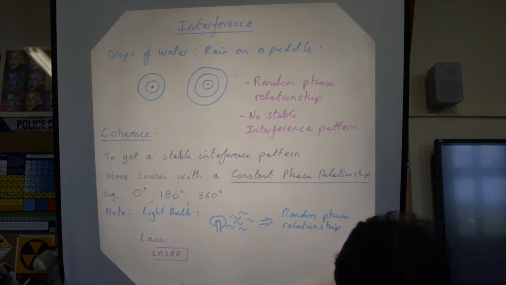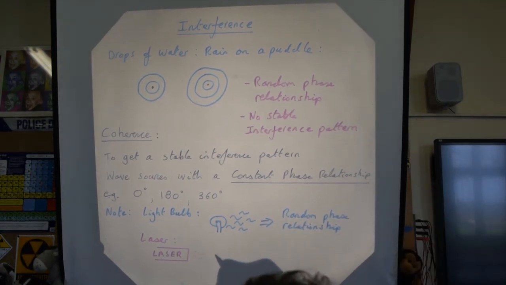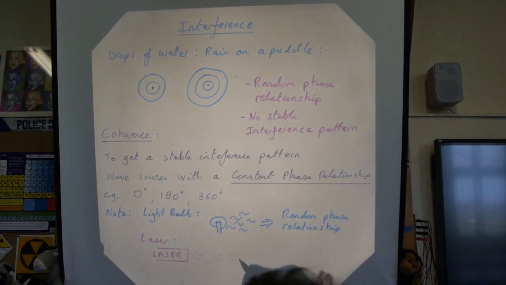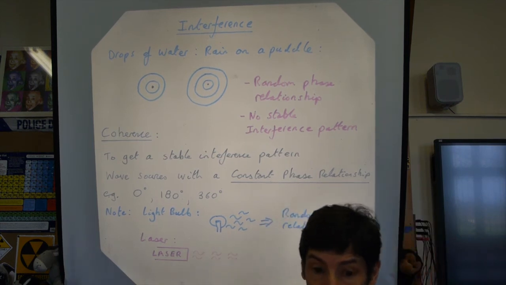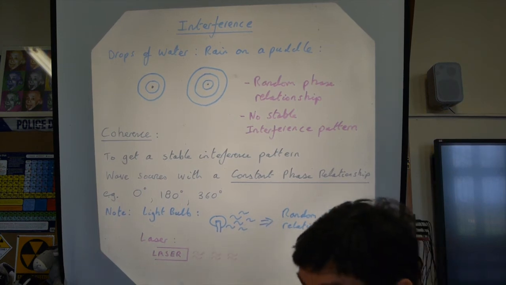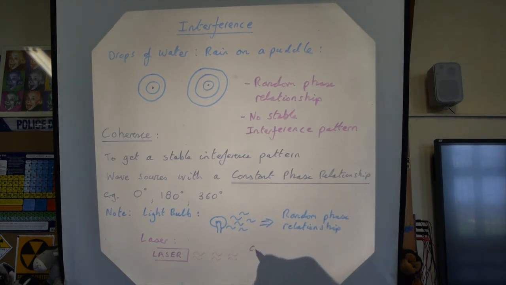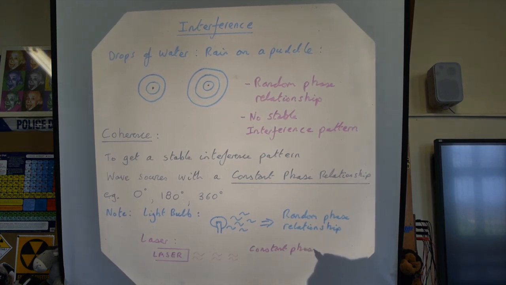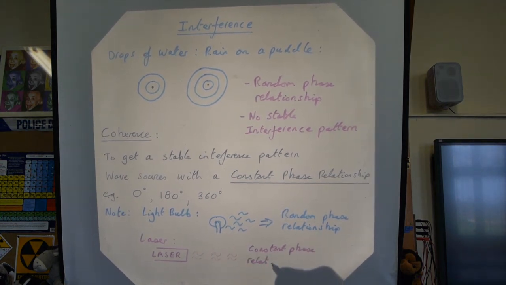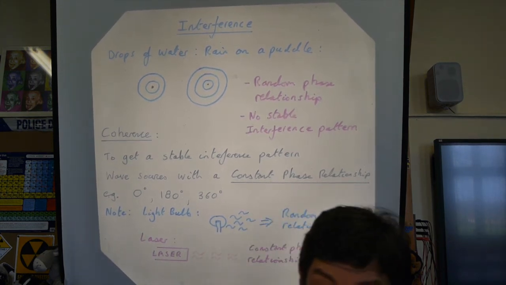Massively oversimplified, but what it means is that every photon that comes out of the laser will have a constant phase relationship with every other one, okay? Which means that the laser is brilliant at being used to show interference patterns that are stable, because we have a constant phase relationship between the photons that are produced. It's a very clever device.